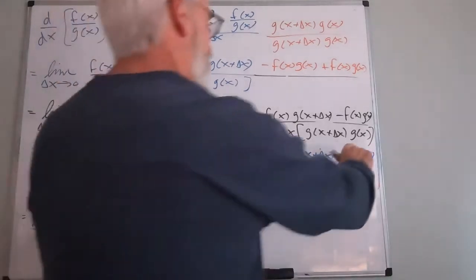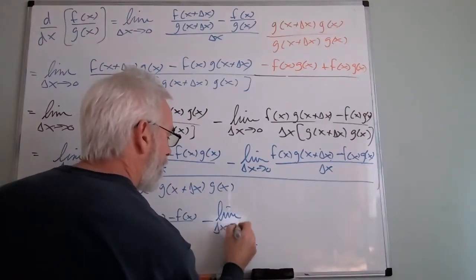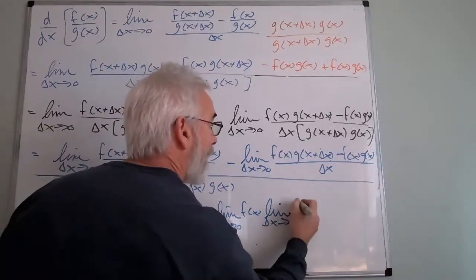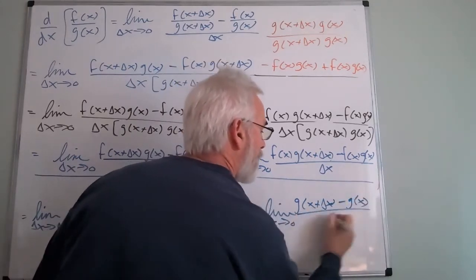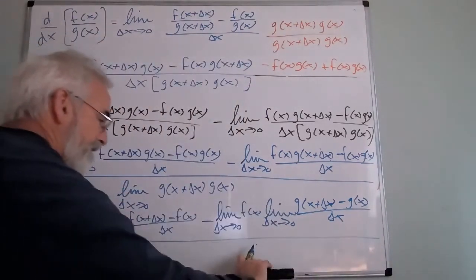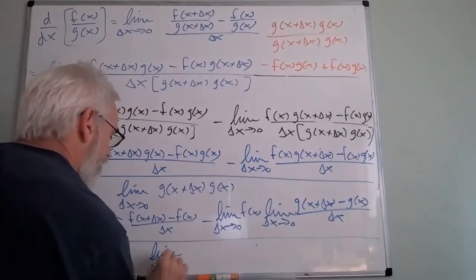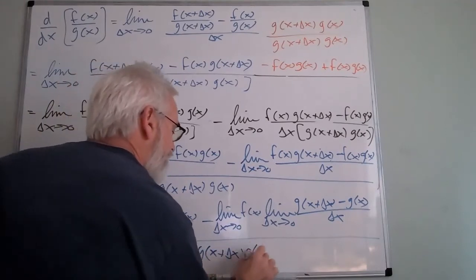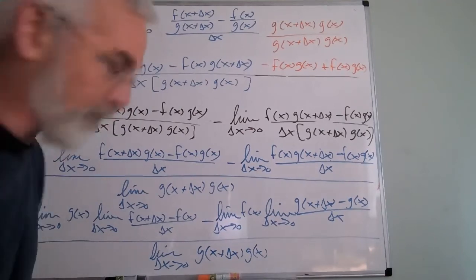Minus, now over here, let's factor out the f of x. And what I'll be left with is g of x plus delta x minus g of x over delta x. And then all of this, remember, was over that last piece of the limit. And now we're basically done. The limit as delta x goes to 0 of g of x plus delta x times g of x. Yikes. Now I'm going to go back to the top of the board here because I've run out of space.